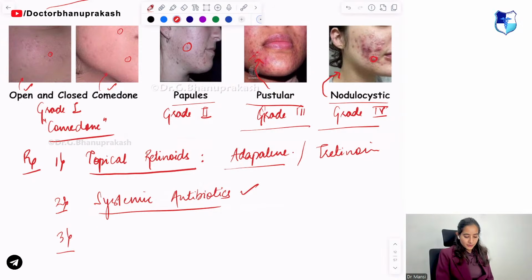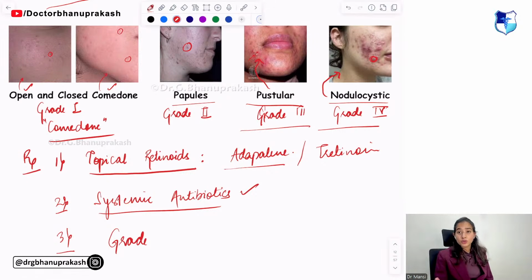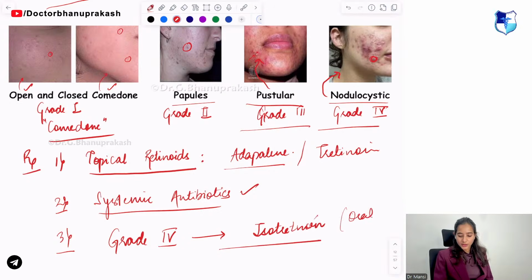And then the third thing, for grade 4 particularly, if they give you this nodulocystic image in the exam and they don't give you any history, grade 4, just mark isotretinoin. Okay, this is an oral retinoid. So this has to be taken HS. You take it before bedtime.